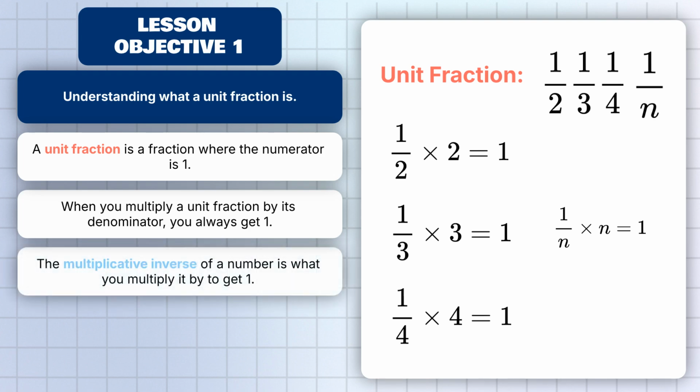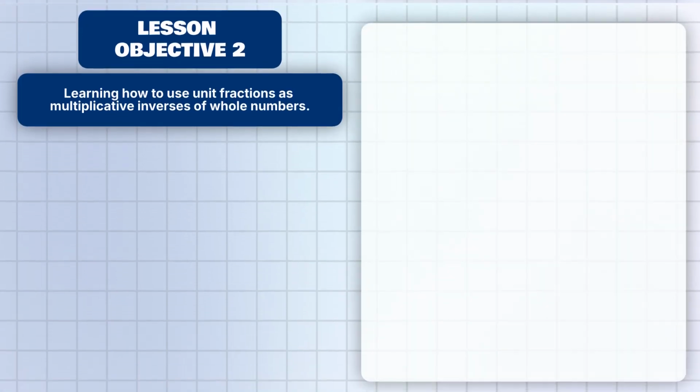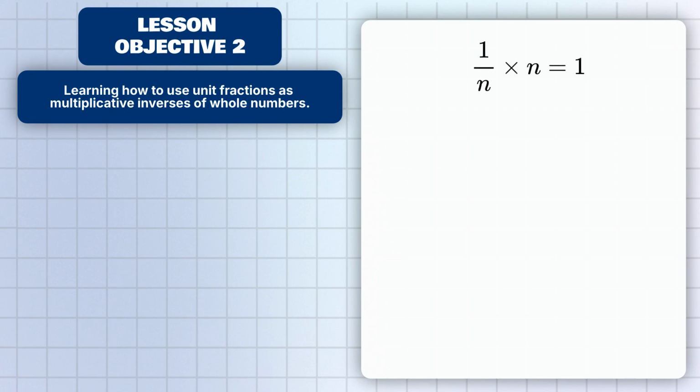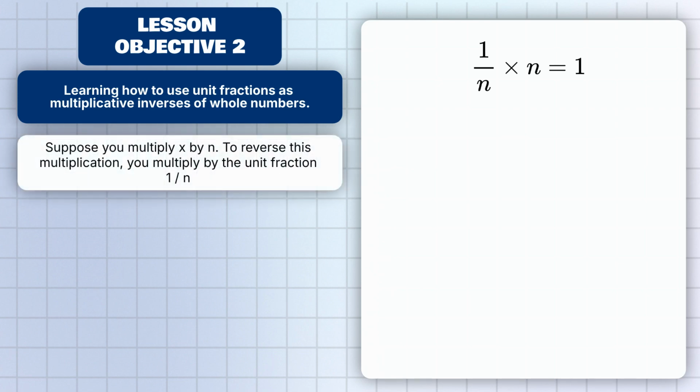We refer to this property as the unit fraction acting as a multiplicative inverse. The multiplicative inverse of a number is what you multiply it by to get 1. Essentially, multiplying by 1 over n undoes multiplication by n. Suppose you have a number x and you multiply it by n, where n is any positive integer. To reverse this multiplication, you multiply by the unit fraction 1 over n.